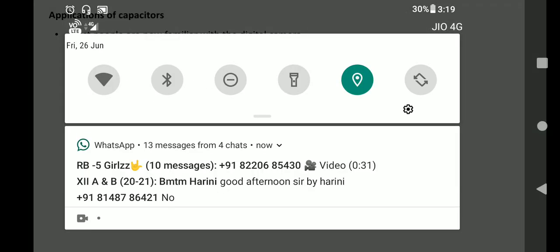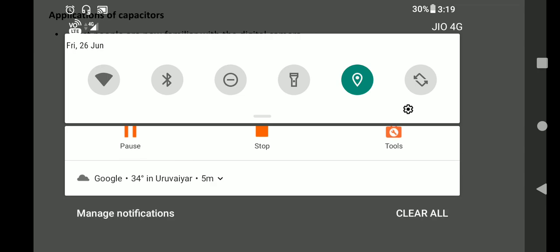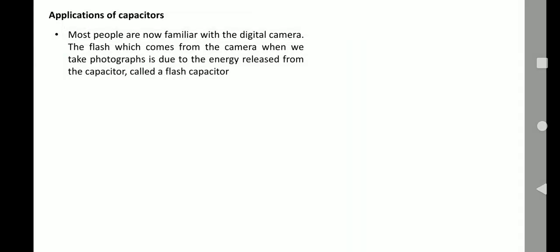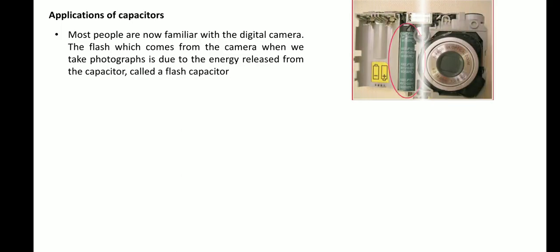Applications of capacitor. Now we will discuss the applications of the capacitor, where these capacitors are used. Mostly we are familiar with digital cameras. The flash which comes from the camera when we take photographs is due to the energy released from the capacitor, called the flash capacitor. Look at the diagram. This is the capacitor which helps to give the flash from the camera, which helps us to take photography.